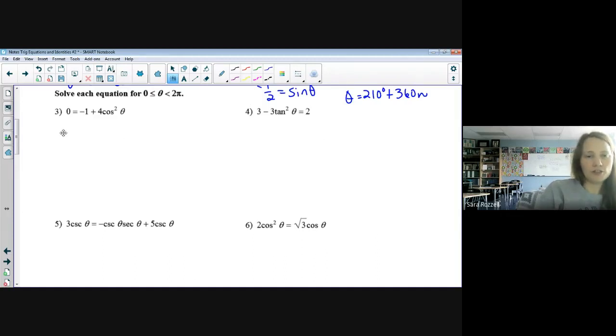All right, so our first one, we want to get the cosine squared by itself. So what do we need to move first? The 1, so we're going to add 1 to both sides first. So 1 is 4 cosine squared theta. And then I'm going to divide both sides by 4.